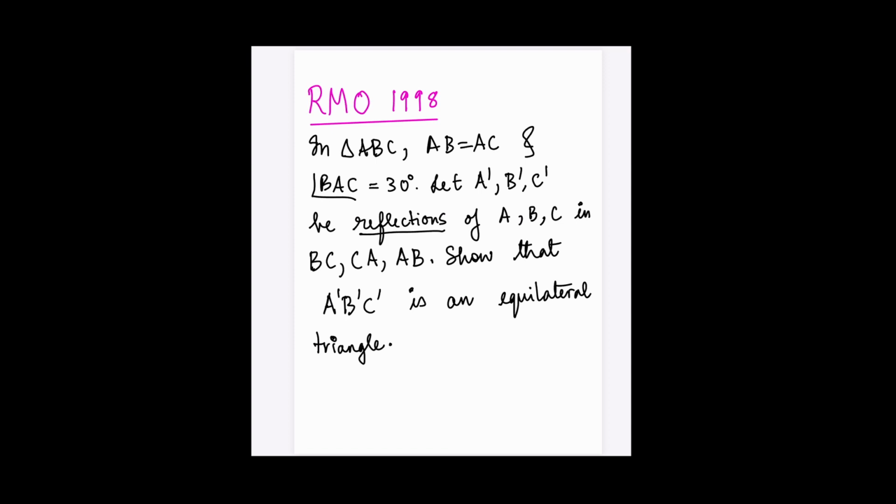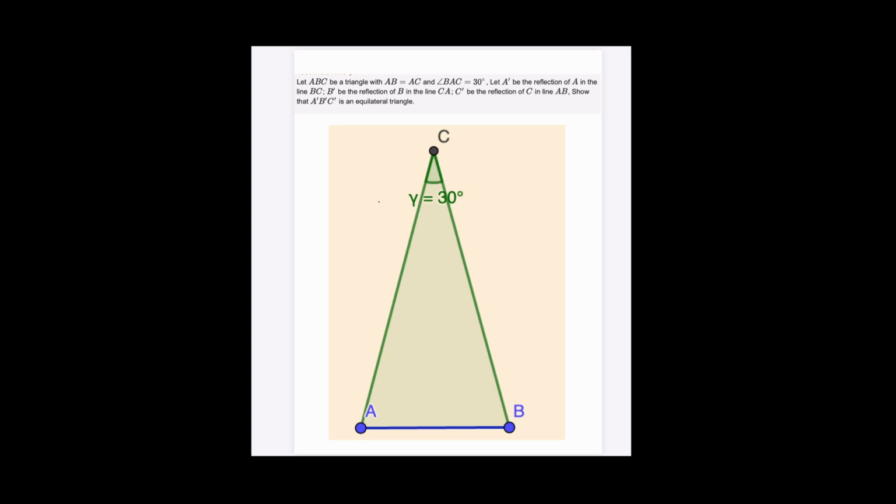Hi everyone. So today we are going to discuss a problem that appeared in RMO 1998, which involves reflecting the vertices of a triangle in the opposite sides and proving it's equilateral. Now, that doesn't happen generally, but in this case, it is an isosceles triangle with vertex angle 30. So let's see a picture of such an isosceles triangle.